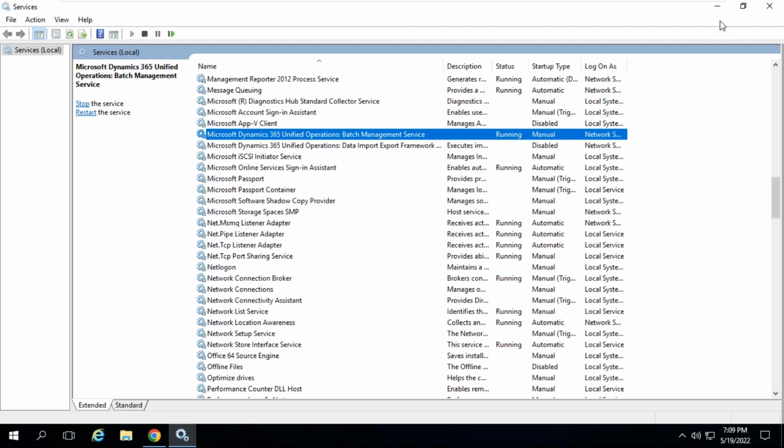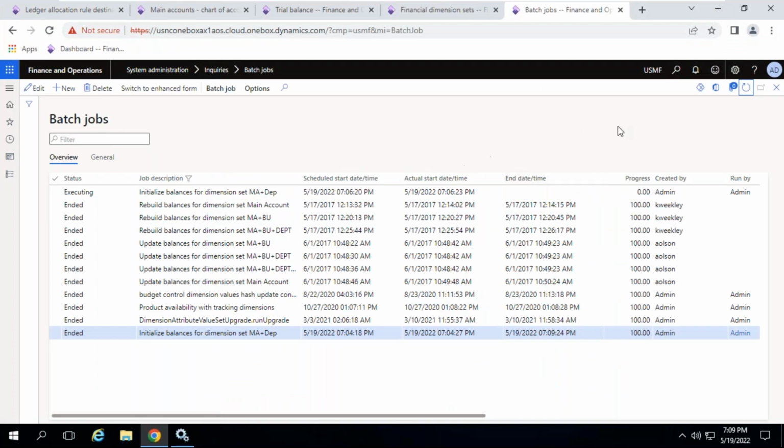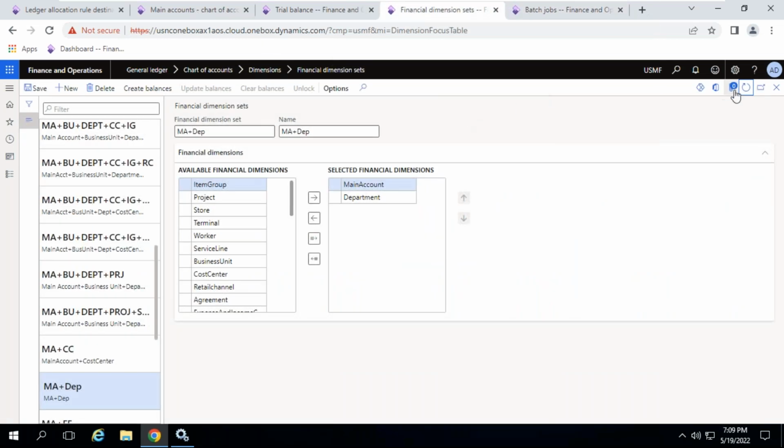That is now completed. It has ended. So I have executed it two times. See, it is updated, already initialized balances. Now it will be available. Refresh.